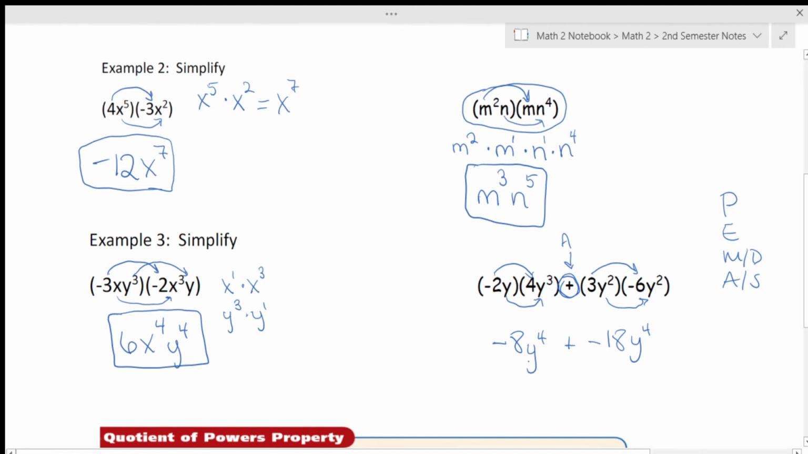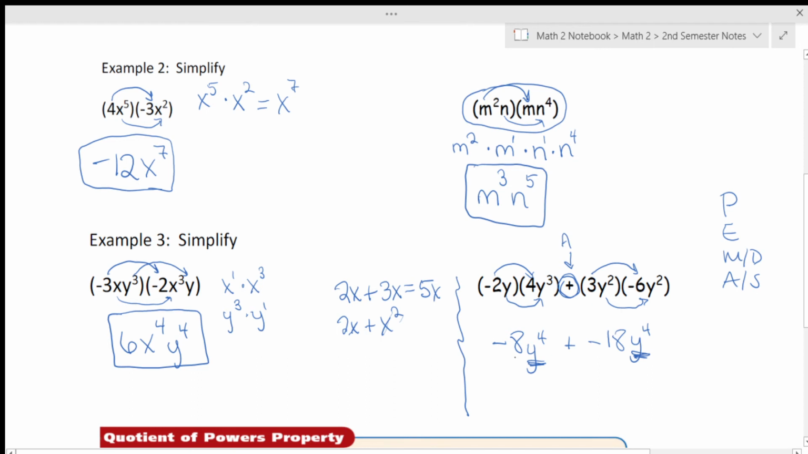Since they have exactly matching variables, we can combine like terms. This is like if we had 2x plus 3x, we would add our coefficients, and our variable does not change. Now if we have 2x and x squared, we cannot add those together. They don't combine because the variables don't match. So your variables have to match exactly in order for you to combine like terms.